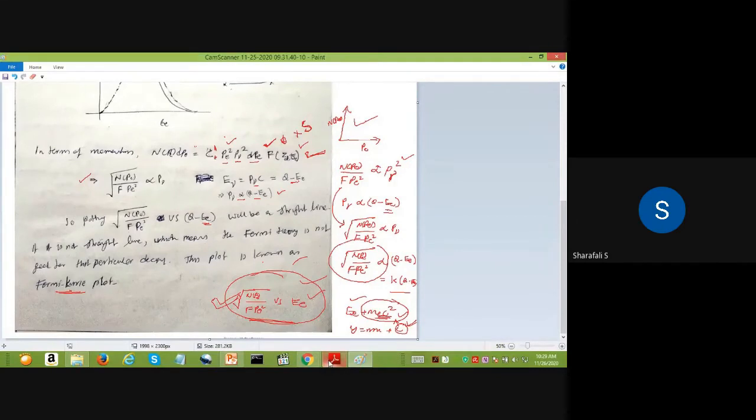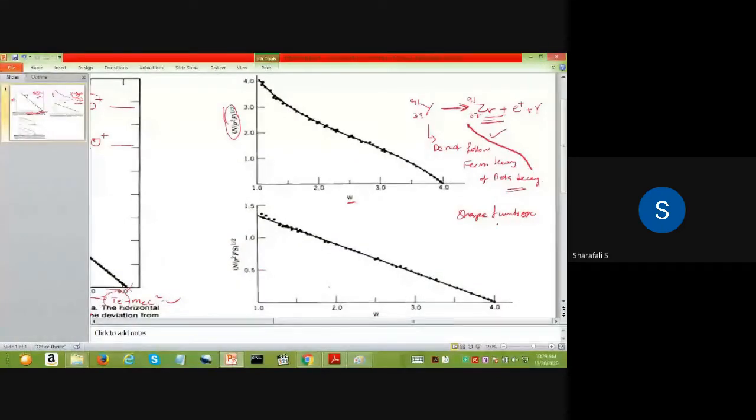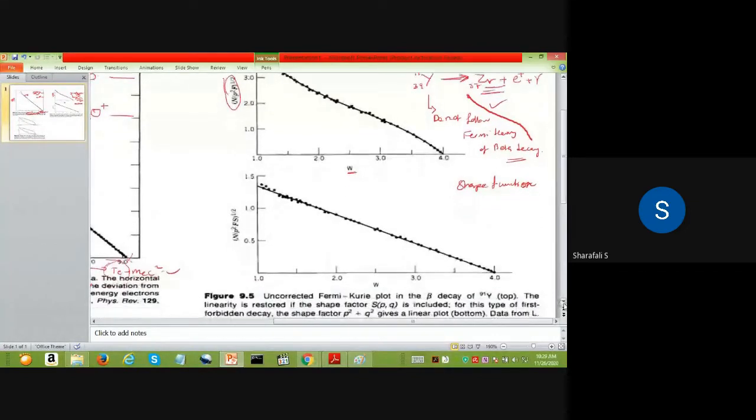Process, and that will give you the straight line. So once you include that shape function also in your Fermi theory analysis, then you can make this curve into a straight line when you plot that N over p square. You are having p square F. Now you have that shape function also, and then you take that root, and if you plot that against the energy, then you get a straight line.